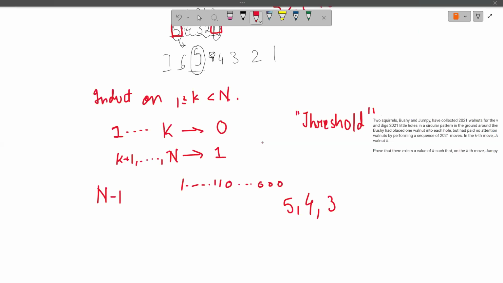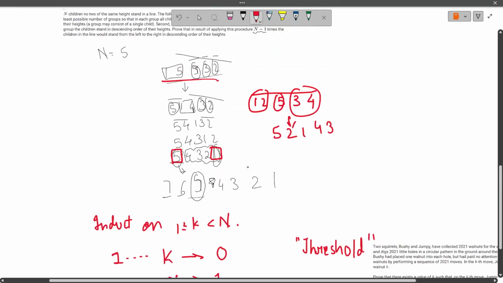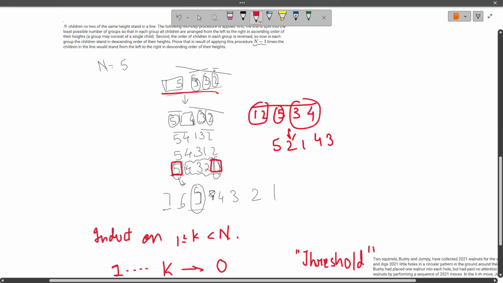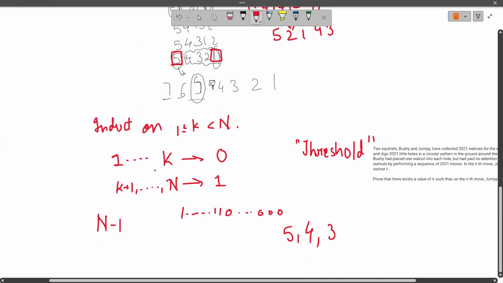Did you get that we created this new type of move? Did you understand this new naming convention? All the numbers from 1 to k, we named them 0. Yeah, I got that. Now, in our original thing, we took blocks of ascending guys and then we swapped them, correct? But here we just have ones and zeros. So what do you do?